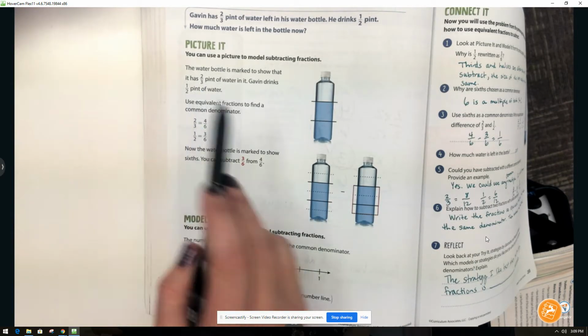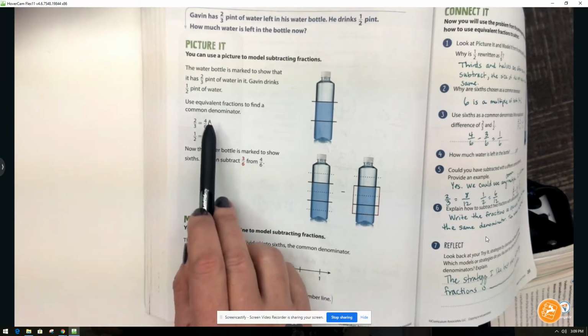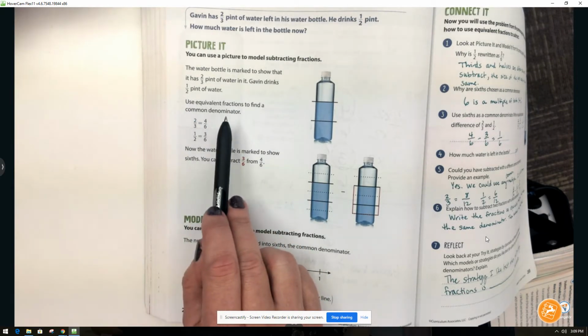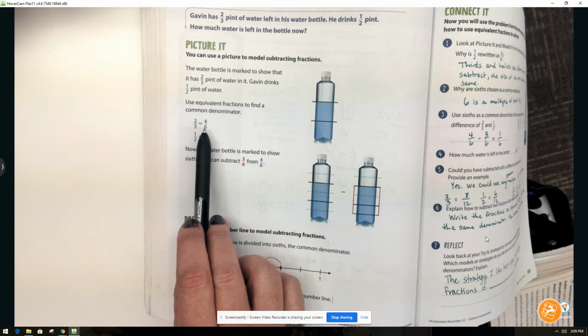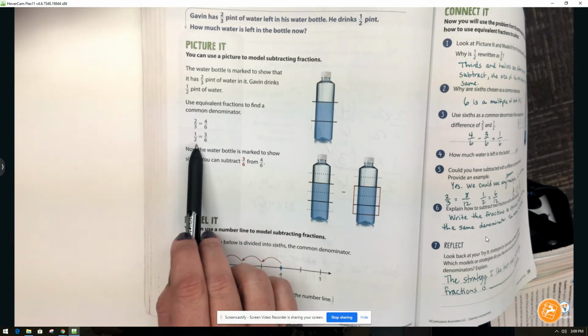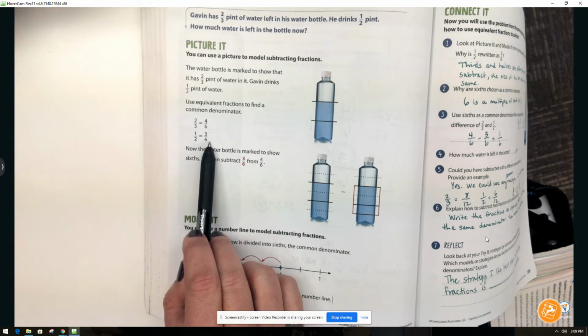since 1/2 and 2/3 don't have the same denominator, we can't just subtract them. We need to use equivalent fractions to find a common denominator. So 2/3 is the same as 4/6. And 1/2 is the same as 3/6.